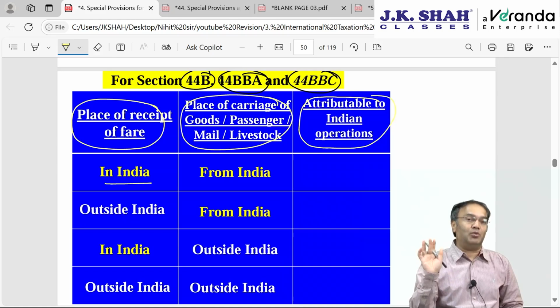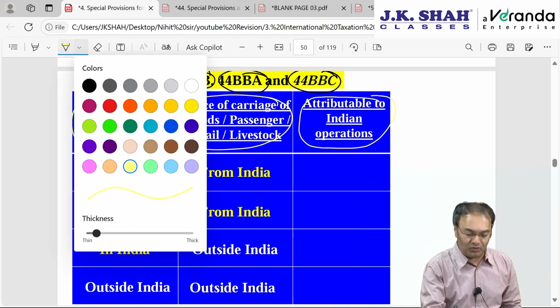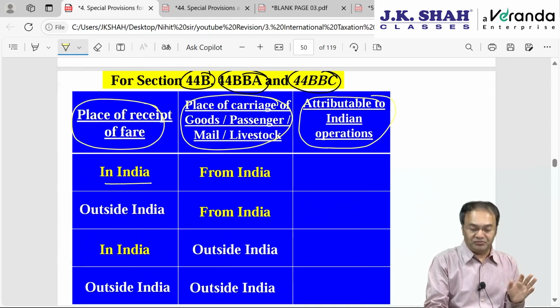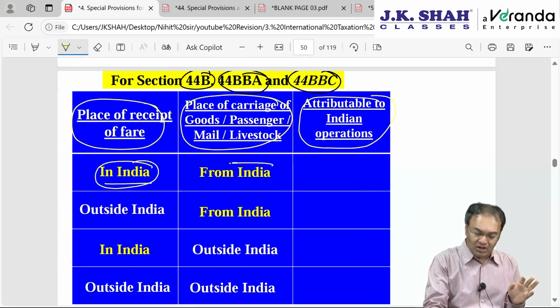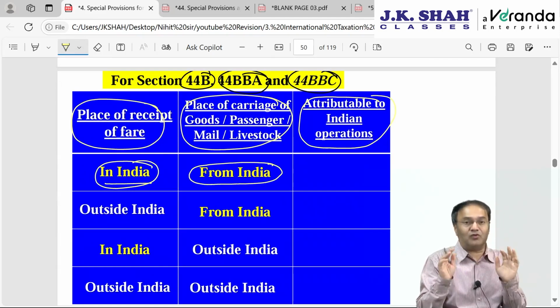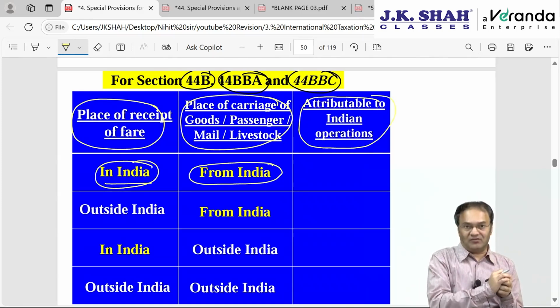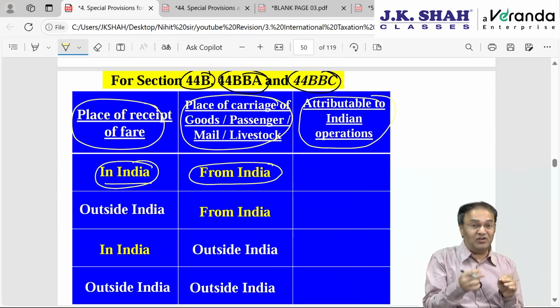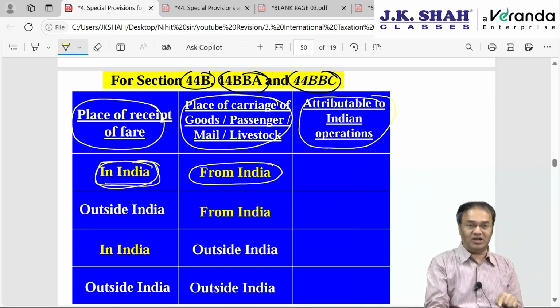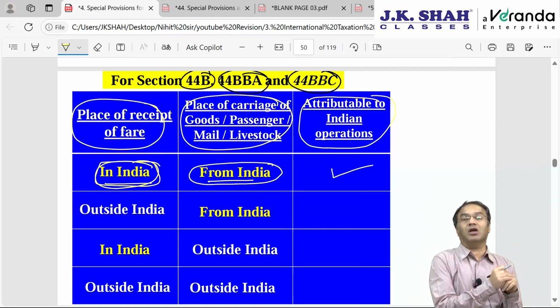Otherwise it is not attributable to Indian operation, and this is the most important table, you will have to remember it properly. Supposedly the place of receipt is in India, and the beginning of journey is also from India. Supposedly I travel to USA through, let's say, Cathay Pacific. So where is Cathay Pacific receiving money from me? The answer is, they are receiving it in India. The place of receipt is in India because I booked tickets from India. And where am I beginning my journey? My journey also begins from India only. Then it is definitely attributable to Indian operation. Second, in case the place of receipt is outside India, I generally give the example of my uncle. My uncle stays in Japan.